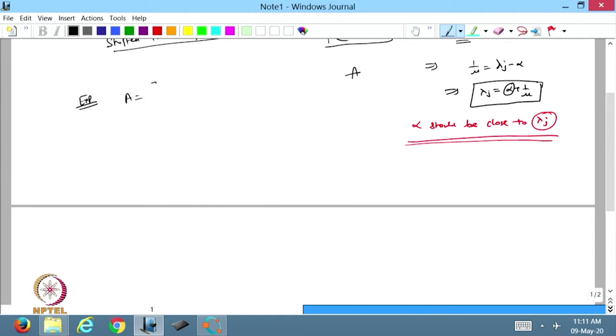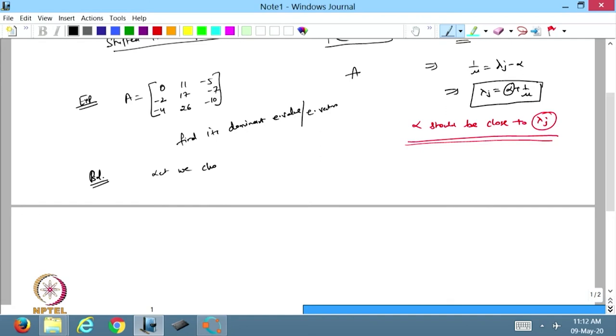I have a matrix A: 0, 11, minus 5, minus 2, 17, minus 7, minus 4, 26 and minus 10. This is my matrix and I want to find its dominant eigenvalue and eigenvector. So in this case I apply the power method. First I choose x naught, the initial point. It can be any value you choose. Let's start with simply 1, 1, 1.